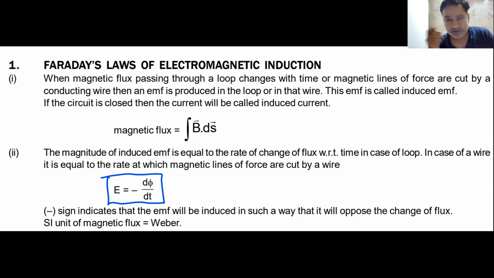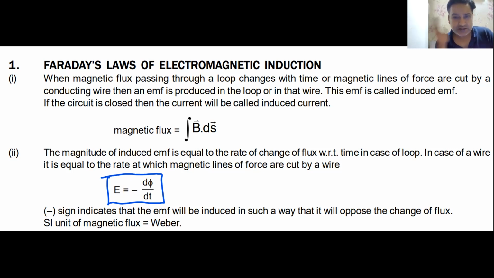This negative sign is explained by Lenz's law, which tells us the direction of induced EMF or the direction of induced current. Current will only come when the flux is linked with a closed loop. When the loop is closed, then only current can flow. The direction of induced EMF or induced current will be such that it will always oppose the change of flux. If the flux is increasing, it will try to decrease it. If the flux is decreasing, it will try to increase it. Do we know this, all of us? Yeah.